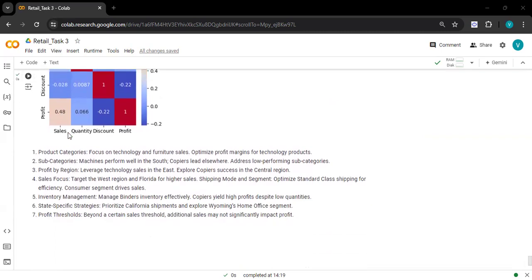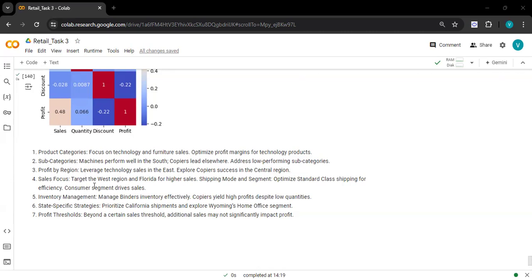From this, we can see that to increase the sales and the profit, for the profit categories, we need to focus on technology and furniture sales, and optimize the profit margins for technology products. For sub-categories, the machines are performing well in the South, and the copiers are leading in all the other places, so I need to address the low-performing sub-categories. For profit by region, we need to leverage technology sales in the East and explore the copier success in the Central region.